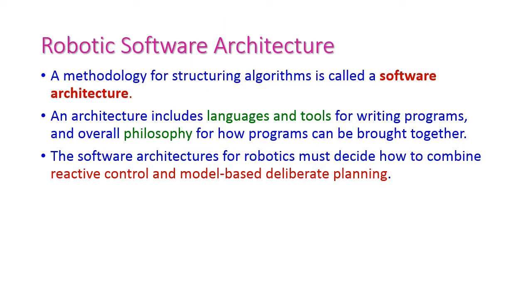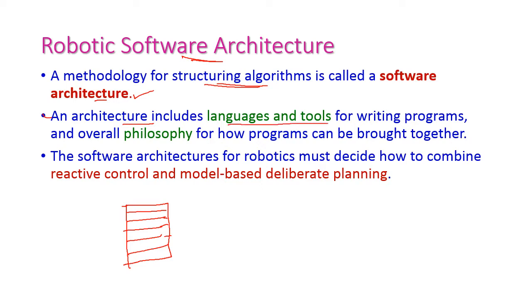Robotic software architecture. What is software architecture? It is nothing but the methodology for structuring algorithms. For a particular application, n number of algorithms will be there. All the algorithms will be arranged in a particular order, in a particular fashion. That is called the software architecture. In what way the algorithms will be arranged or connected. The architecture includes languages and tools.